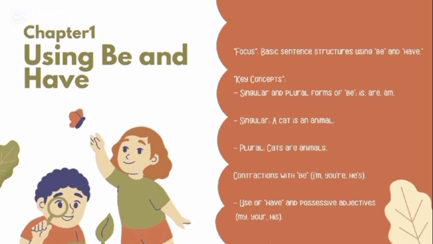Okay, so contractions make sentences more conversational. The first one is contraction with be, such as I'm, you're, he's. So the examples are: I'm tired, you're ready, and then his notebook is green.